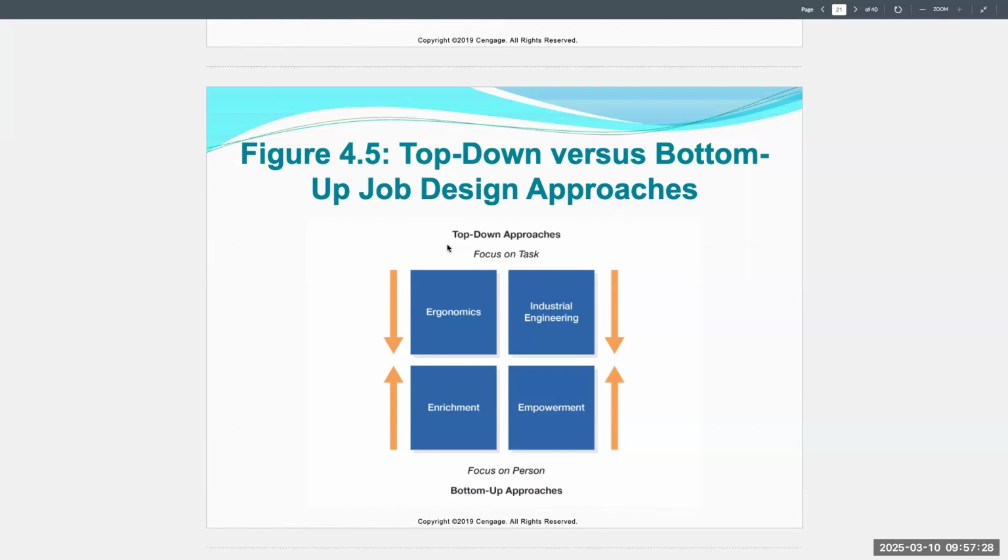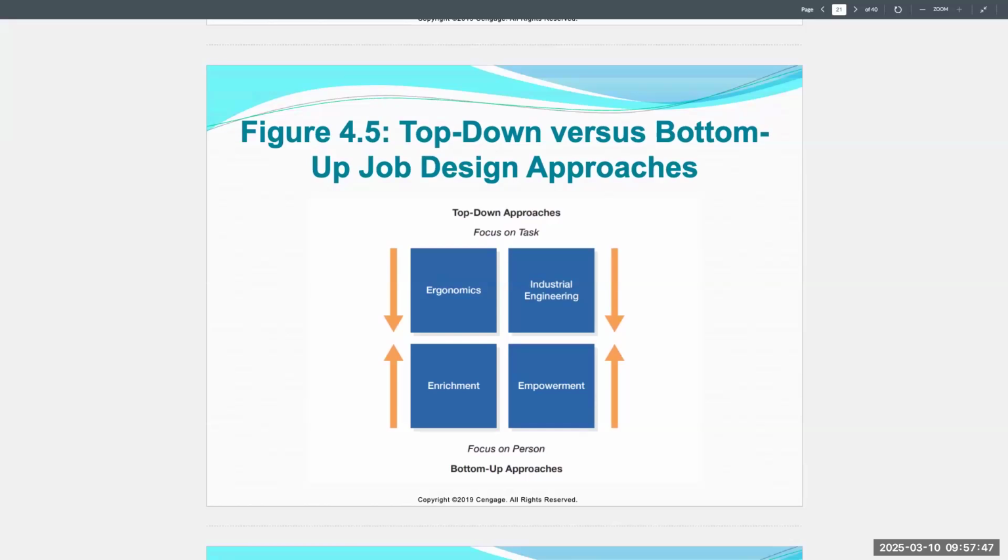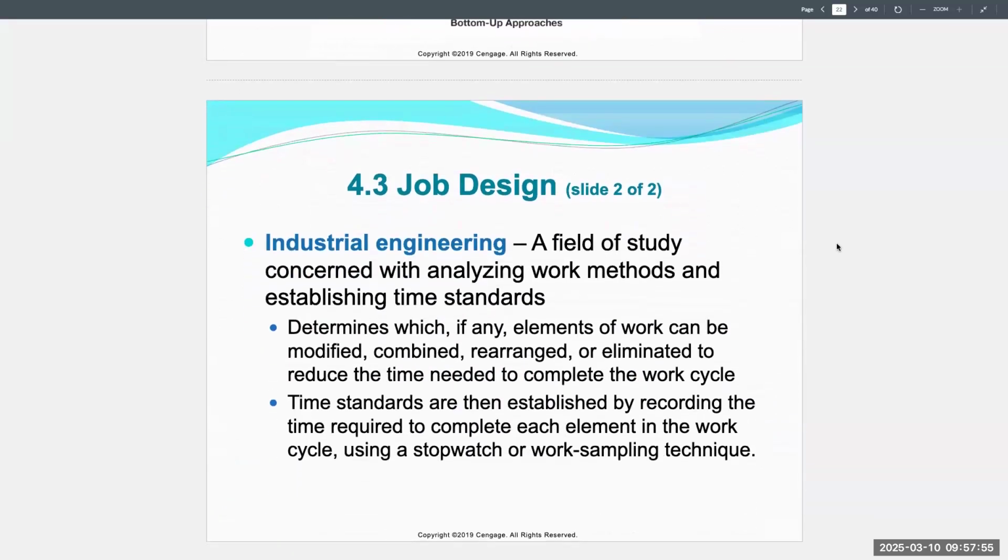And then the bottom-up approach focuses on the employees. So you want to enrich the job, so adding variety, autonomy, growth opportunities to the role. These are things that focus on the person and push the person forward. And empowerment, encouraging the employees to take ownership of their responsibilities. A hybrid model usually combines both approaches, and it's often the best way to enhance efficiency and employee engagement.